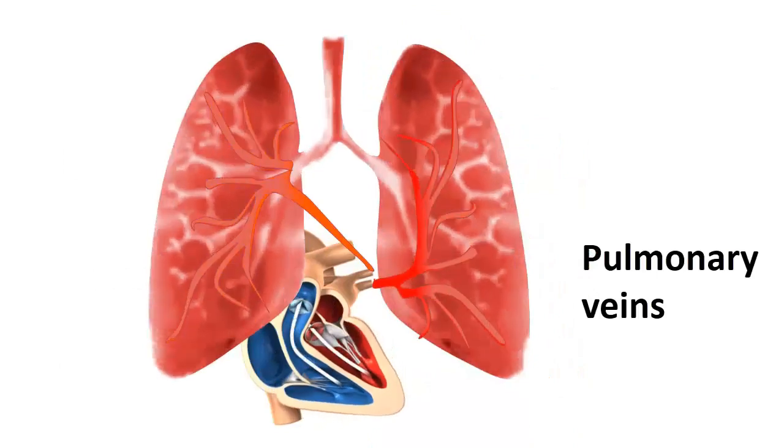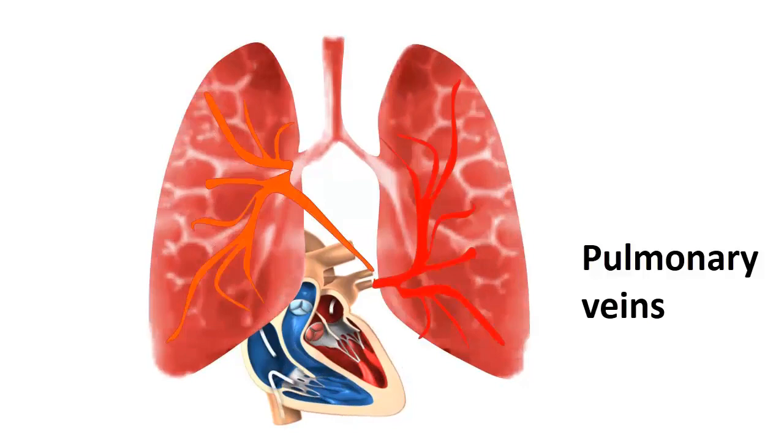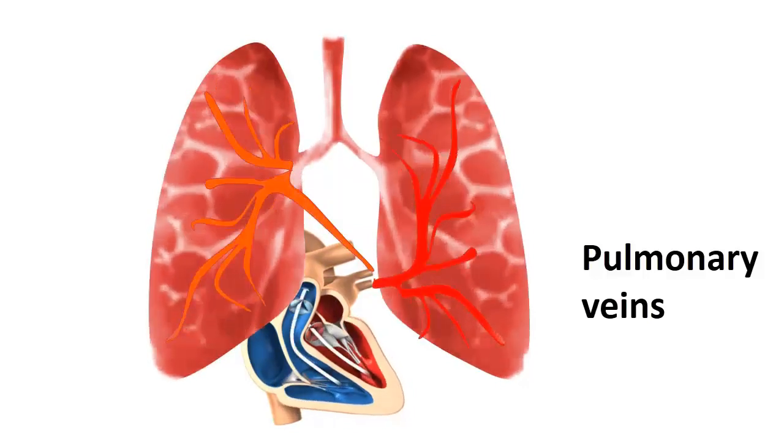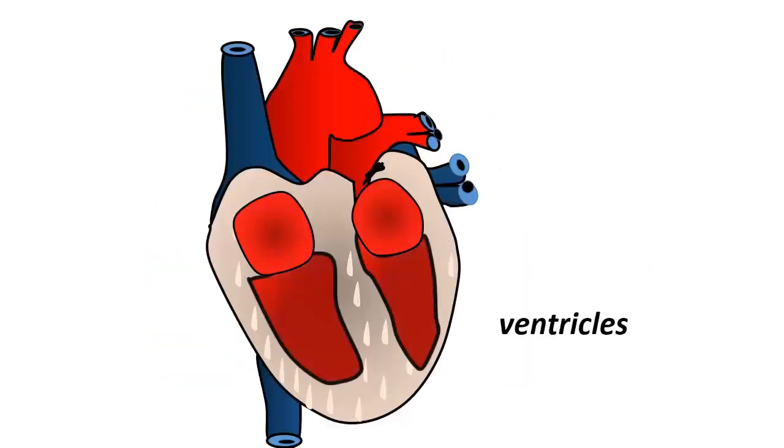Pulmonary veins bring oxygenated blood to the left atrium from the lungs. The ventricles have thick walls because they have to pump out the blood with force away from the heart.